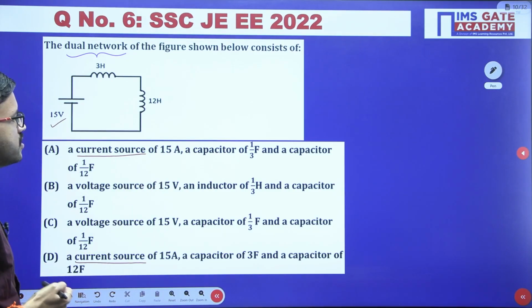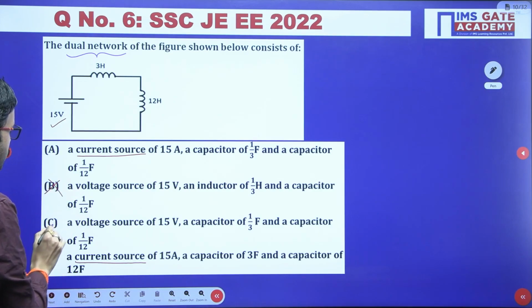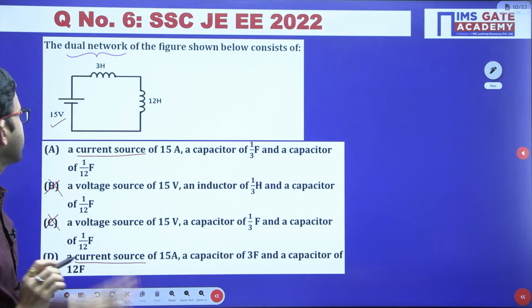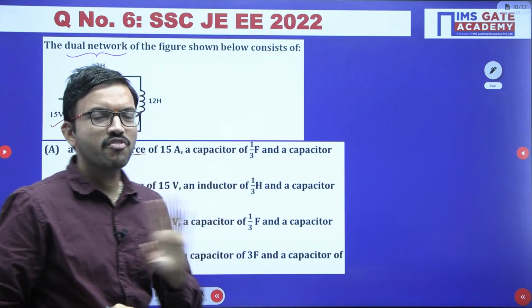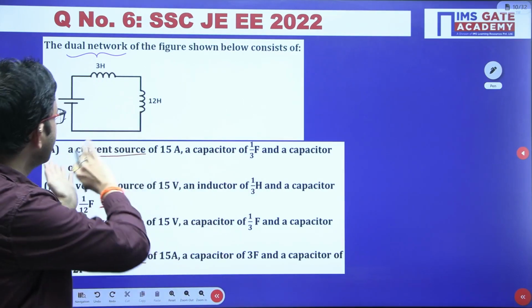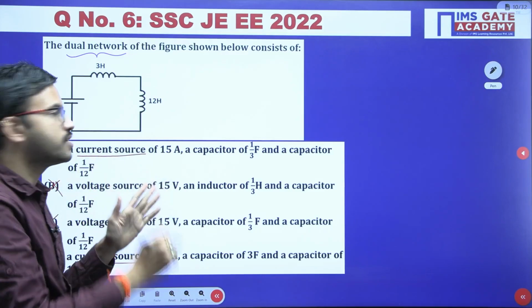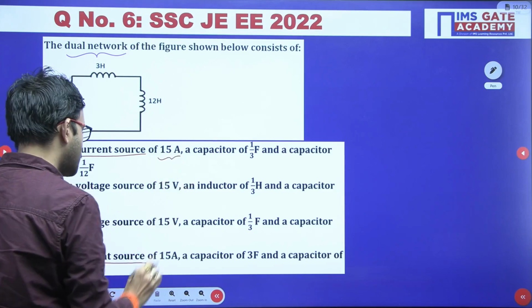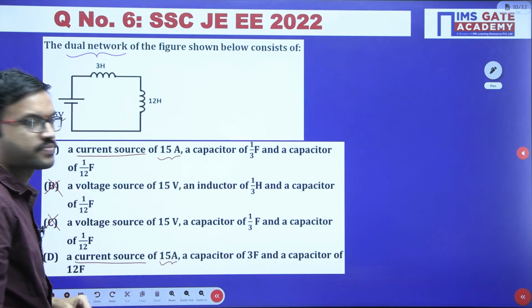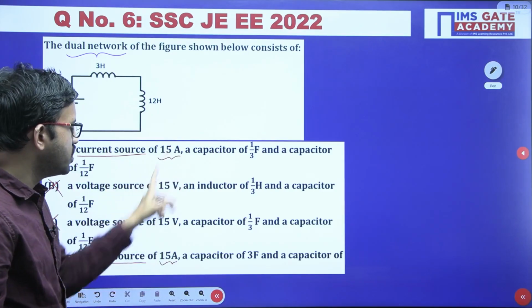Just observe, current source you are having, 2 choices are there. That means other 2 choices we can eliminate, right? Here whatever the voltage source value is there, same value you are going to get. Value is not changing, only the dual source you are getting, that's all. Since you are having voltage source, here you are getting current source, and in both the choices they have given same 15 only. Since it is current source, units are ampere.